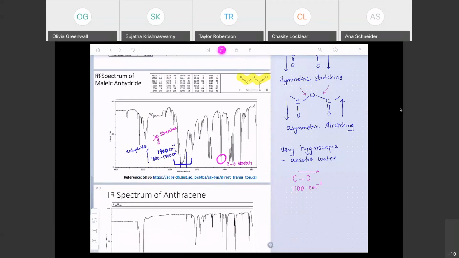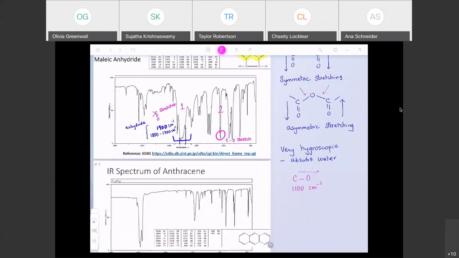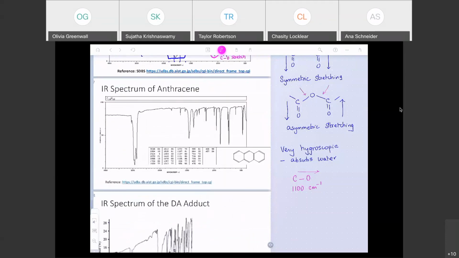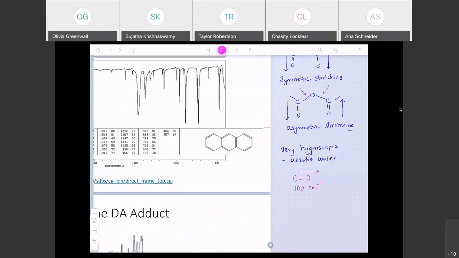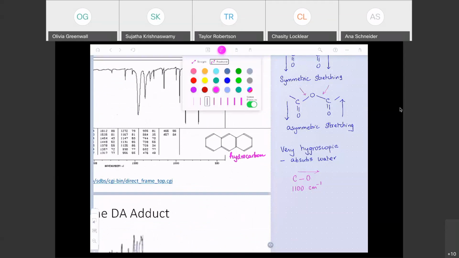So you're asked to compare and explain the IR spectrum. This is going to be one band you're going to explain. This is going to be two that you're going to explain. Then we've got the IR spectrum of anthracene. A quick look at anthracene tells you that it is a hydrocarbon. All it contains are hydrogens and carbons, all right?